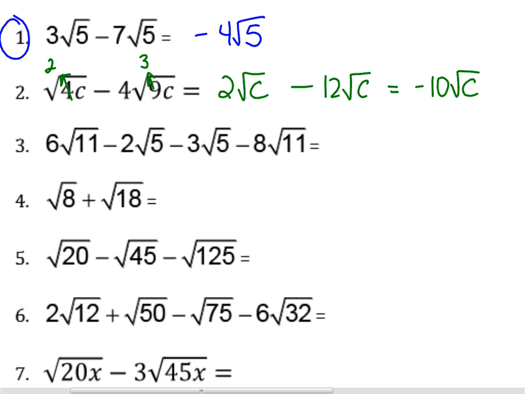Can we put a negative in? Can c be a negative, if it's a square root? No. So c has to be greater than or equal to 0. We'll start getting in the habit of writing restrictions.